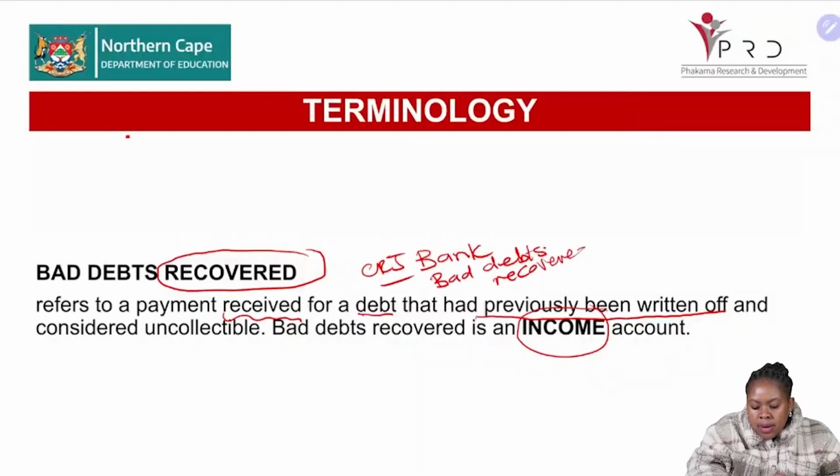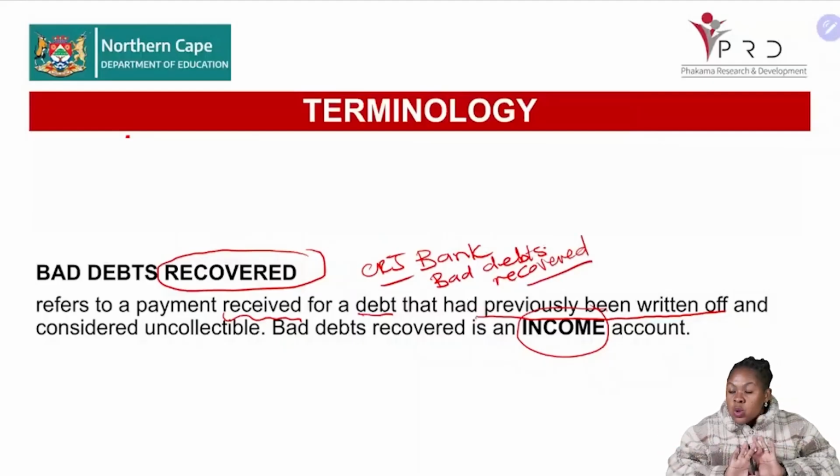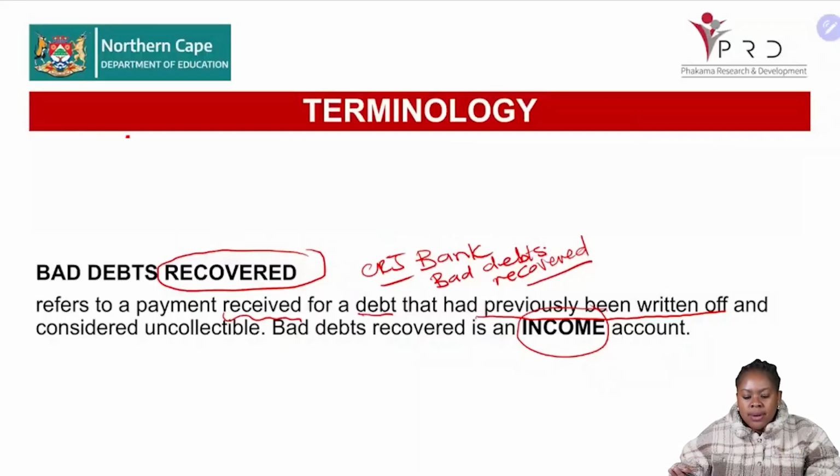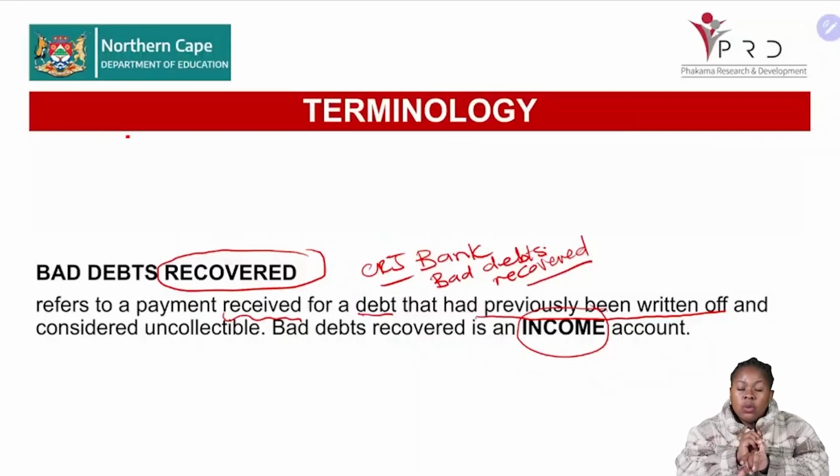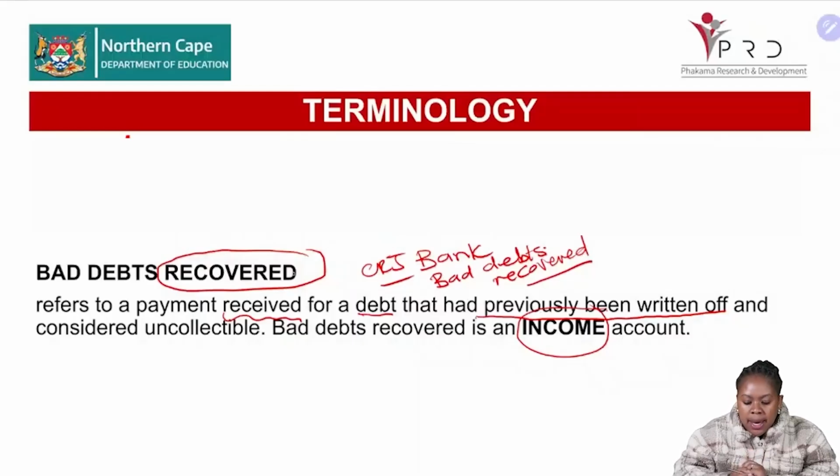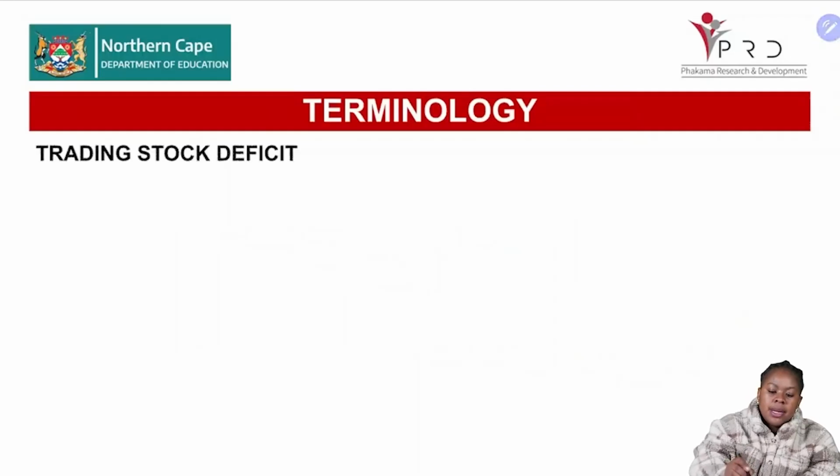recovered. Do you see that there's no part where I'm dealing with debtors control? So whenever there is a bad debts recovered account or transaction, know that we are not dealing with debtors control. It's a CRJ transaction, and we are recording, obviously, bank is involved because the money is coming into the bank, and the other account is a bad debts recovered account.